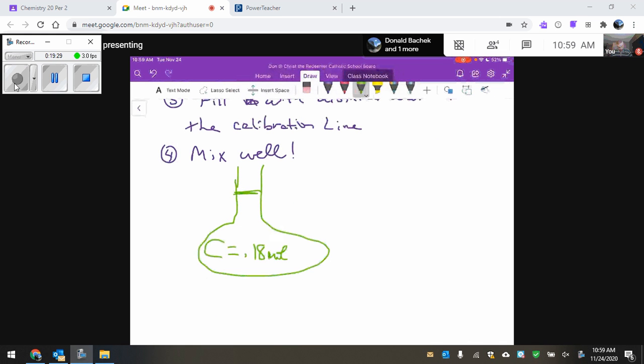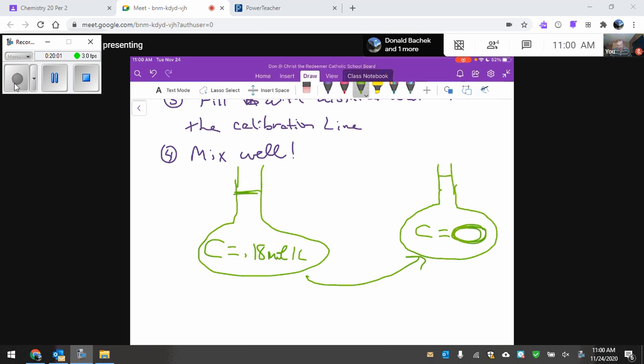Again, don't worry about this part. We'll do this again tomorrow as well. Even if you don't understand this whole process, I'll go through the example with you tomorrow. It's not the end of the world. But we made this standard solution, and it's 0.18 molar. If I took this solution and made another standard solution from it, I'd use another volumetric flask with the line here, and make another concentration, whatever that happens to be.